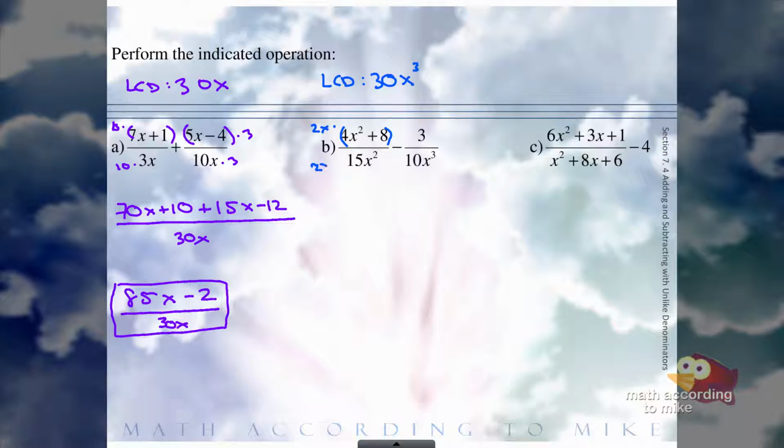Oops, 2x times. Second fraction, the denominator is 10x cubed. Comparing it to the LCD, 30x cubed, we just need 3 more. Multiply top and bottom. Distributing that 2x through the first fraction in the numerator would give 8x cubed plus 16x squared minus 3 times 3 is 9. And I can put this all over the LCD of 30x cubed.